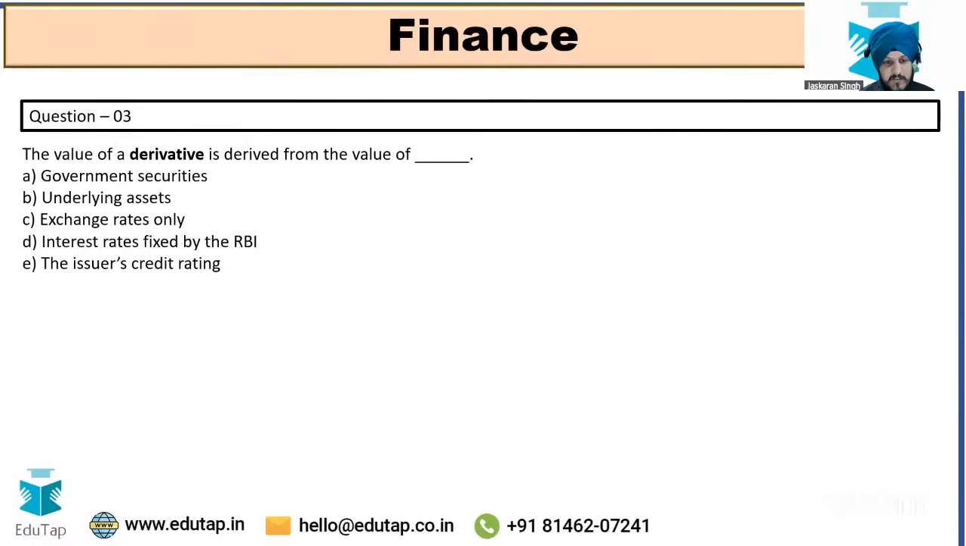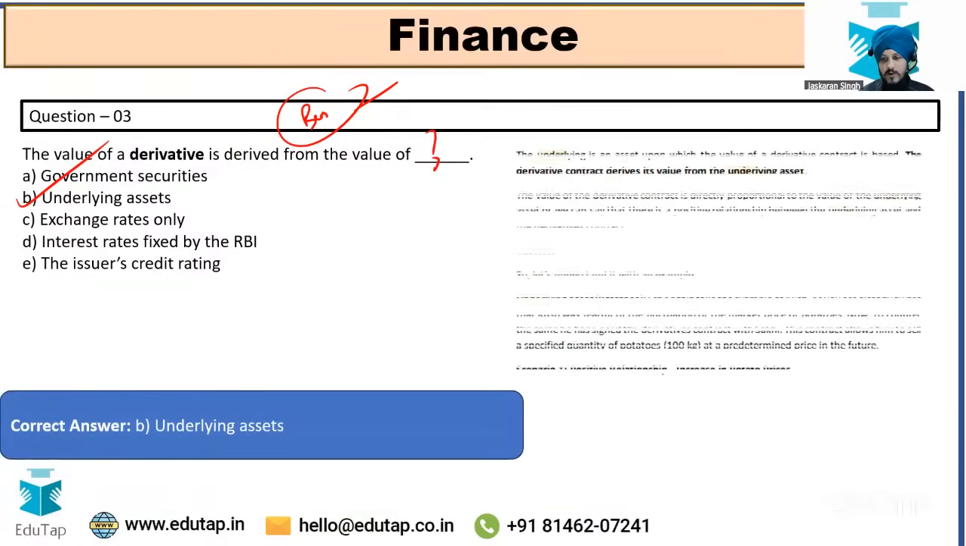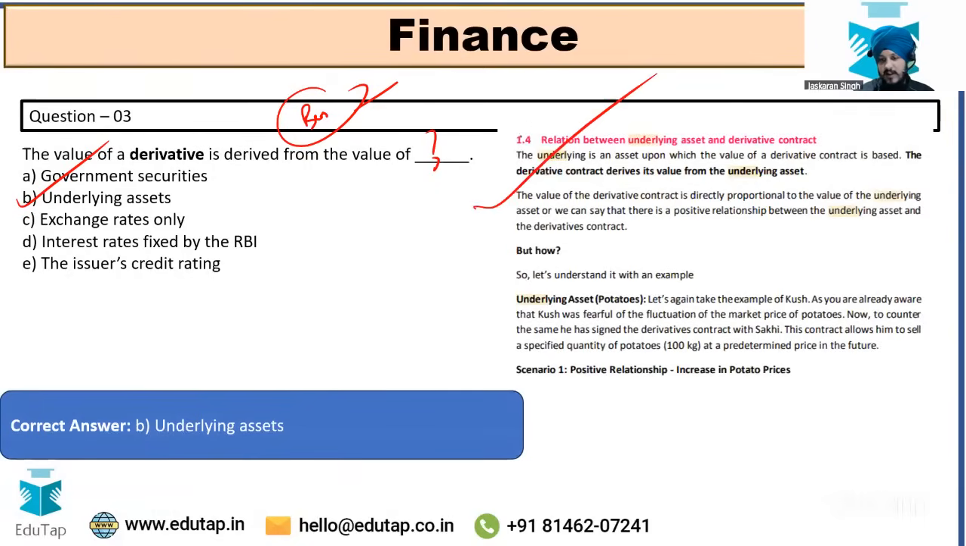Now, question number 3. The value of a derivative is derived from the value of what? Now I don't think any question can be easier than this. In the syllabus it is clearly written: basics of derivatives as a part of finance, right? So if you have read this, you could have answered B easily. So B is going to be the answer. Of course, it is derived from the value of the underlying assets, right? So B is going to be the correct answer to this question. And again, it was covered as a part of the concept notes.